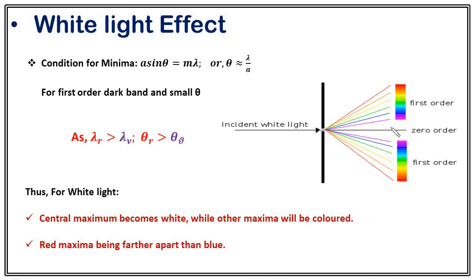So this is the zeroth order central maxima, and it will be white. Then you will find the first order maxima of violet light, and then for the other lights, where the first order maxima for red light is further apart from the blue, right? So only the central maxima will be white, however the other maxima will be colored.